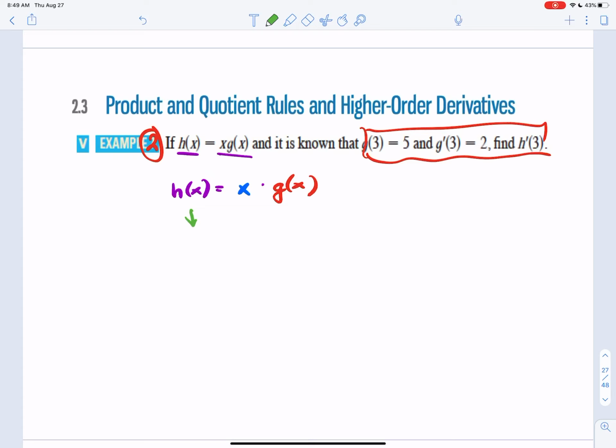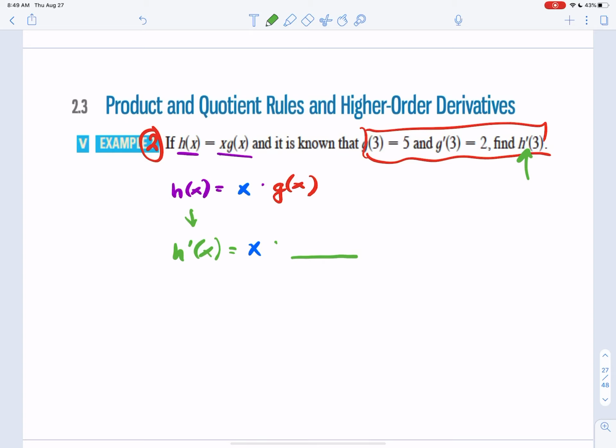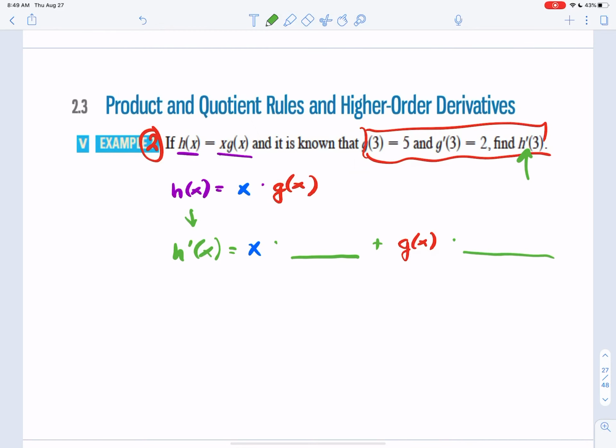X times g of x is a product, so we have to apply the product rule. They want us to find the derivative of h specifically at 3. But now let's just find our general derivative here, okay? So if I want to find the derivative of h here, I have to apply the product rule. So that's going to be the first times derivative of the second plus the second times derivative of the first.